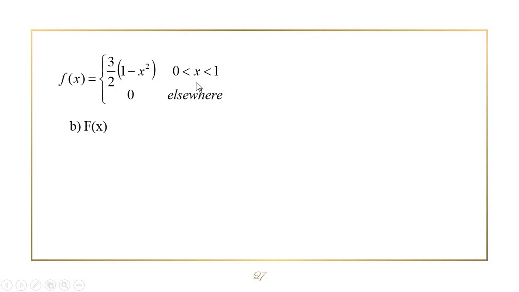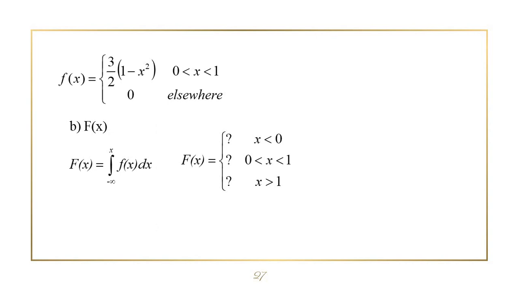So here we have 2 points of discontinuity. When x is less than 0, our function is 0. When x is greater than 1, our function is 0. Between 0 and 1, our function is 3 by 2 into 1 minus x square. So to evaluate this distribution function, we have to find 3 cases: when x is less than 0, what is capital F of x; between 0 and 1, what is capital F of x; and greater than 1, what is capital F of x.